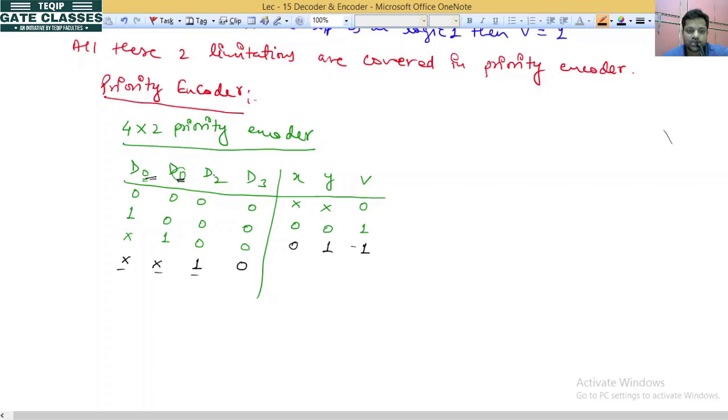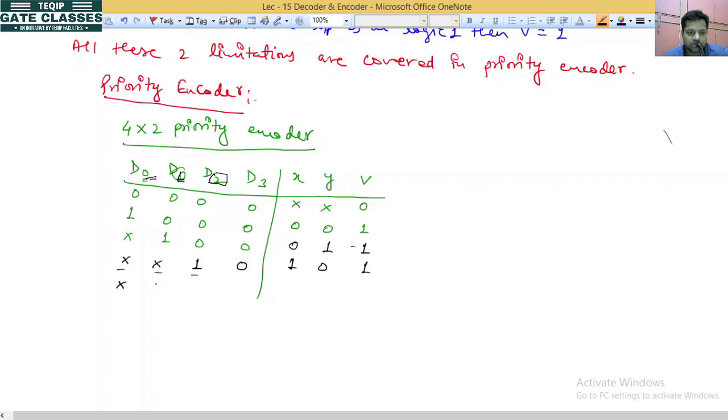The input having the highest decimal value. So what will be the highest? Between 0, 1 and 2, 2 will be the highest, so 2 will be reflected on the output, and since this is also a valid output, the valid bit will be 1.